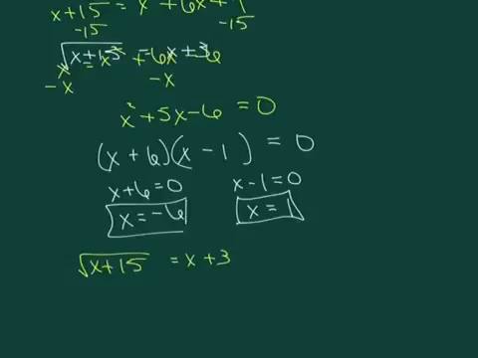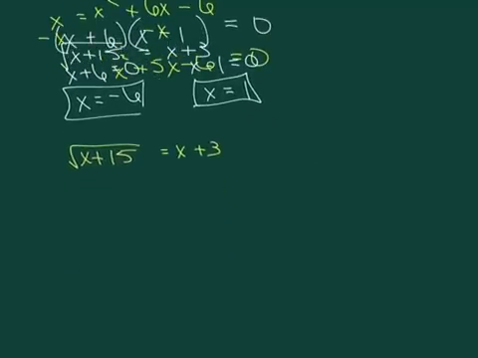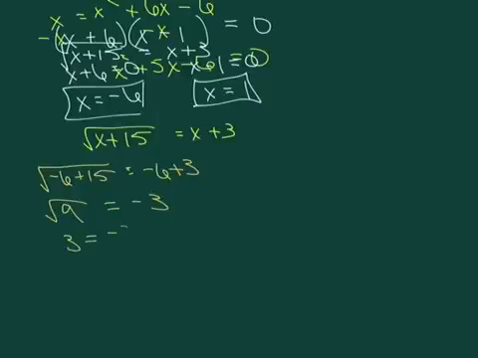Okay, so let's start by putting x equals negative 6 in. So, square root of negative 6 plus 15 equals negative 6 plus 3. So we put negative 6 in for both of those. Negative 6 plus 15 is 9, and this is negative 3. Square root of 9 is 3, equals negative 3. Is not correct. So, this one does not work.